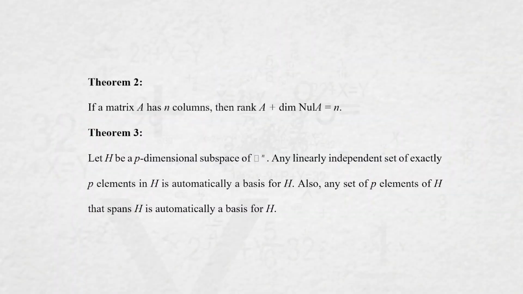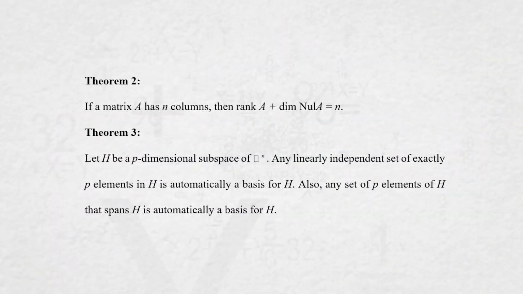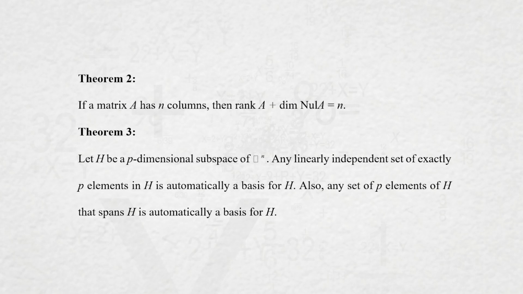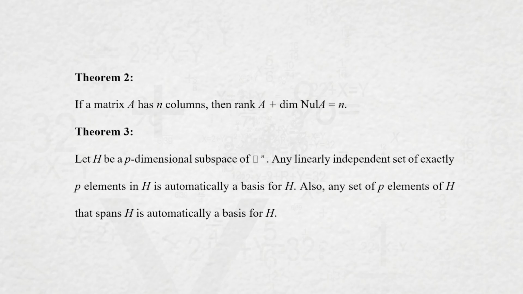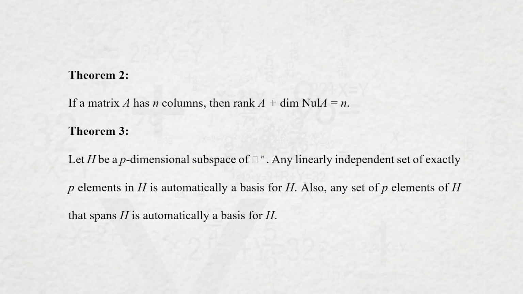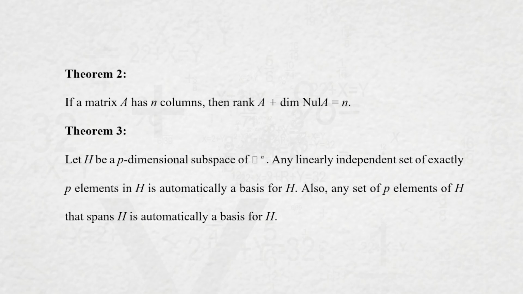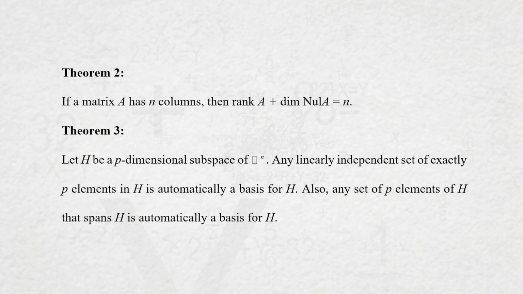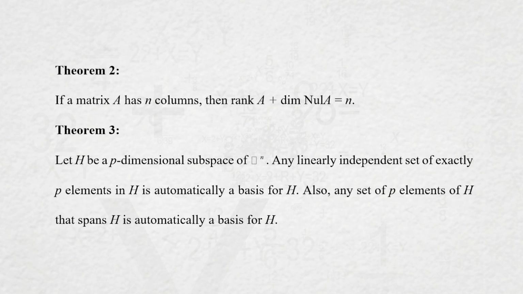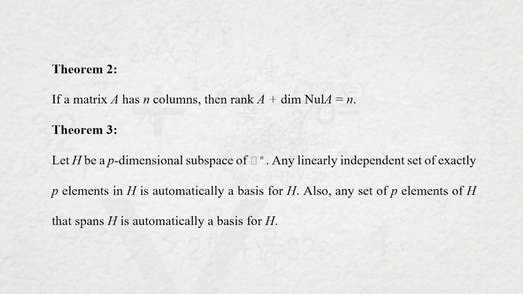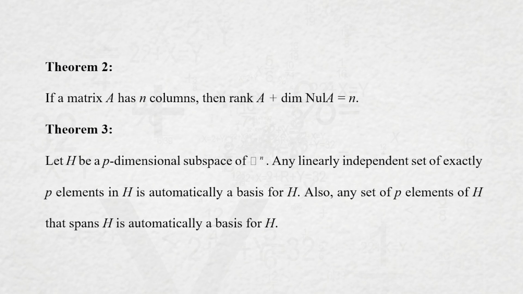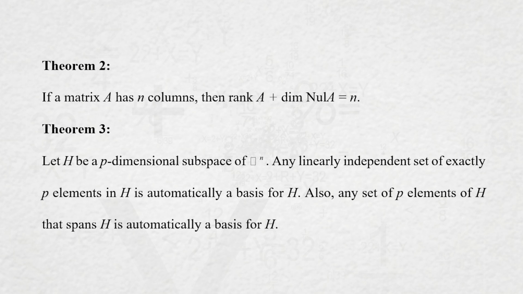We shall see another theorem. The theorem statement says, if a matrix A has n columns, then rank A plus dimension of null space of A is equal to n. This is called the rank nullity theorem. The next theorem states, let H be a p-dimensional subspace of R^n. Any linearly independent set of exactly p elements in H is automatically a basis for H. Also, any set of p elements of H that spans H is automatically a basis for H.